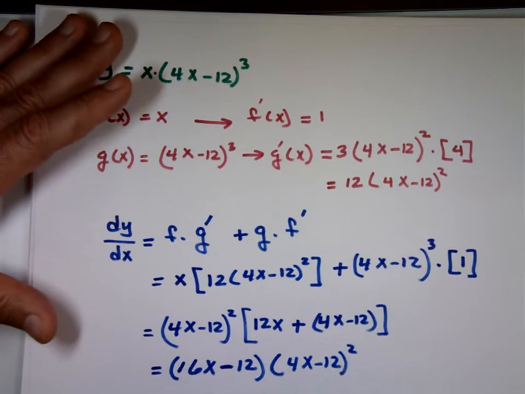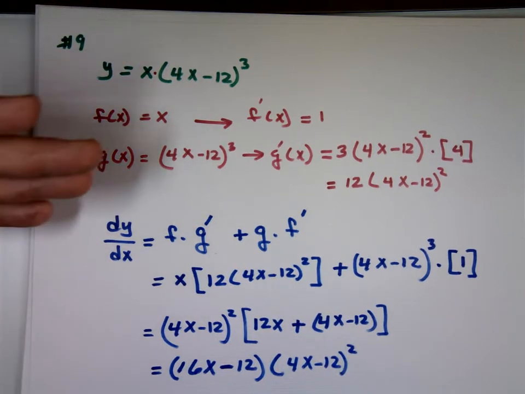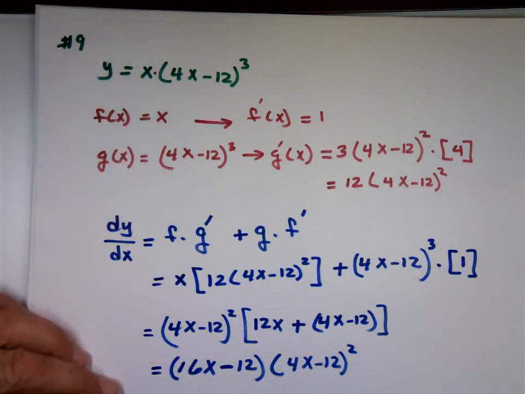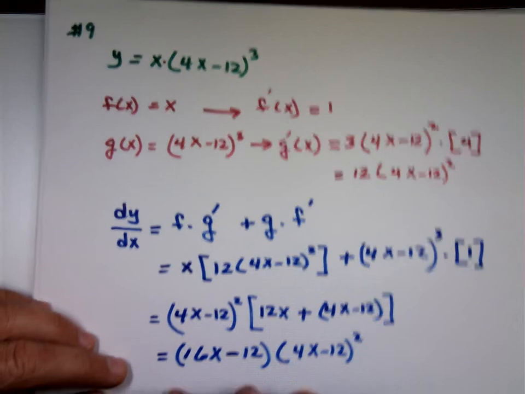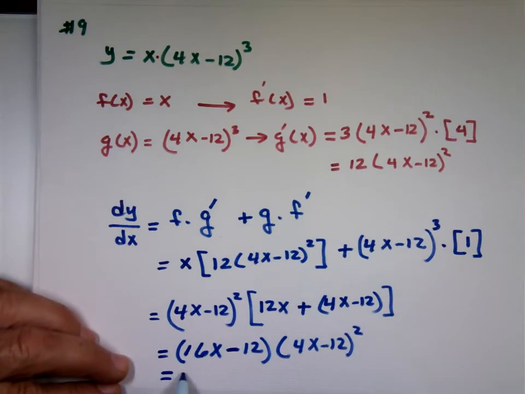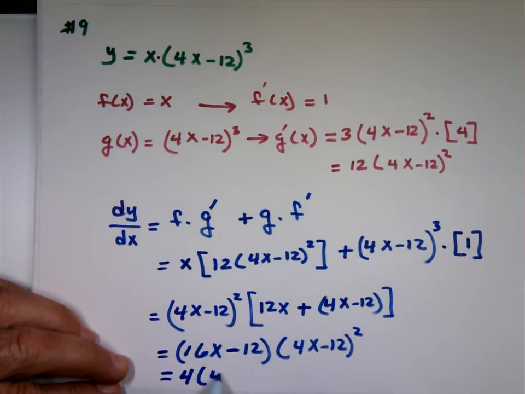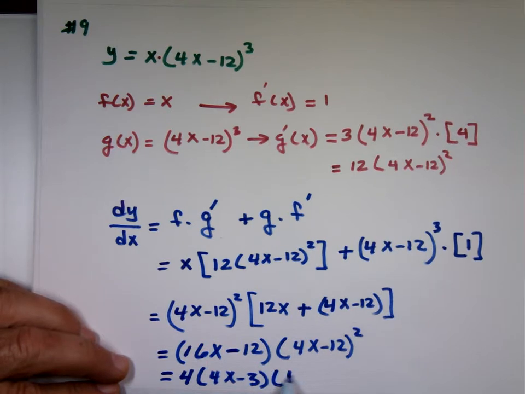And if you want to simplify it more, there's one more thing you can do. Look at this group right here. Can you factor anything out of this group? You can take a 4. I'm not sure how far they want to go with it. That's 4(4x − 3) times (4x − 12) squared.